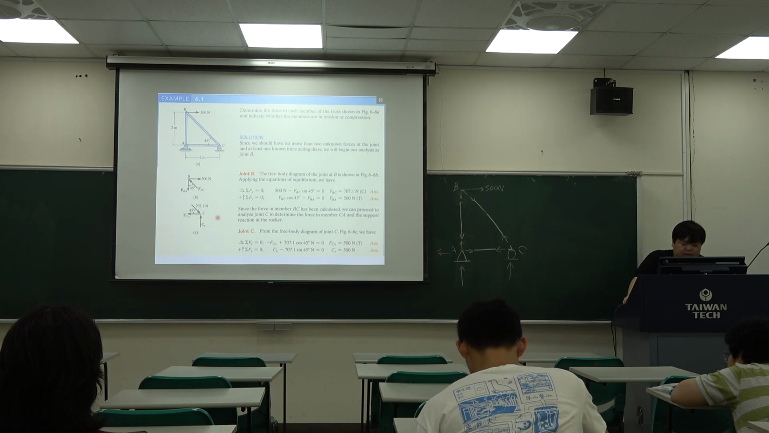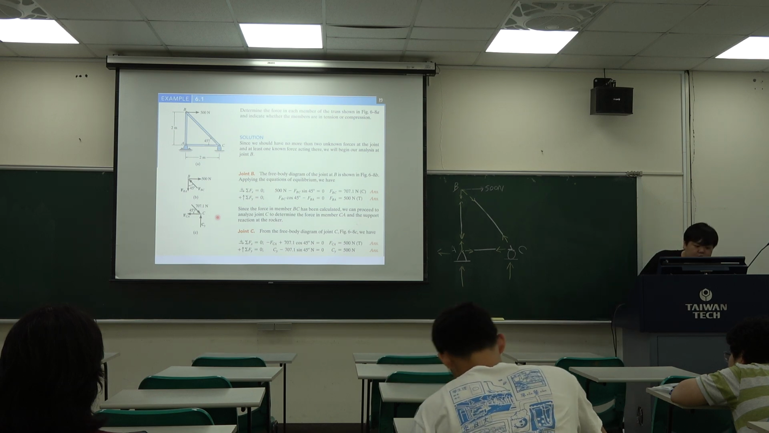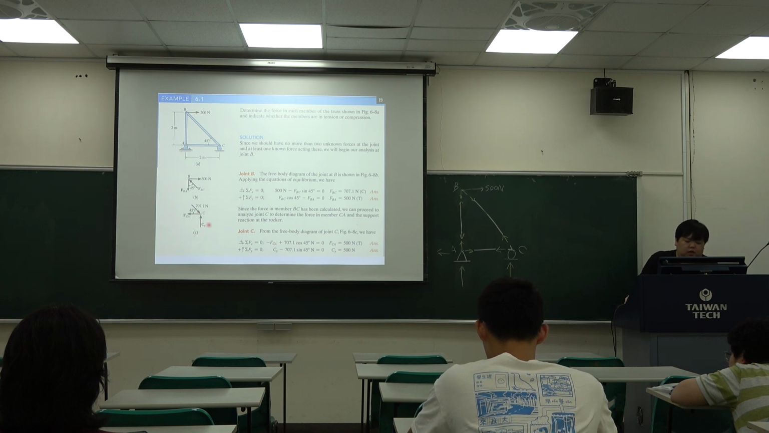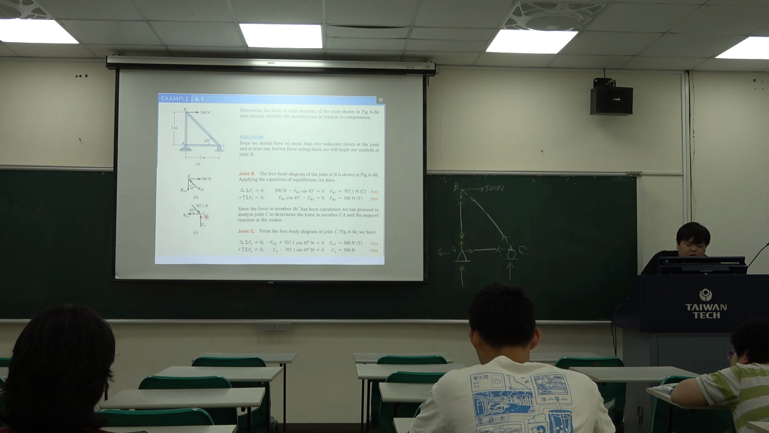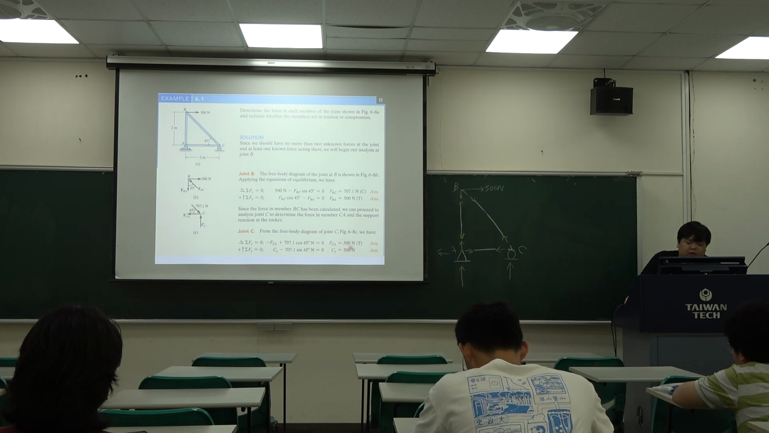Then calculate at joint C. At joint C, we also do the summation Fx equals 0. So when we do the summation Fx equals 0, we can very easily use this diagram to calculate FCA equals 500 Newton tension. And we can also use the summation Fy equals 0, then we can easily calculate Cy equals 500 Newton.